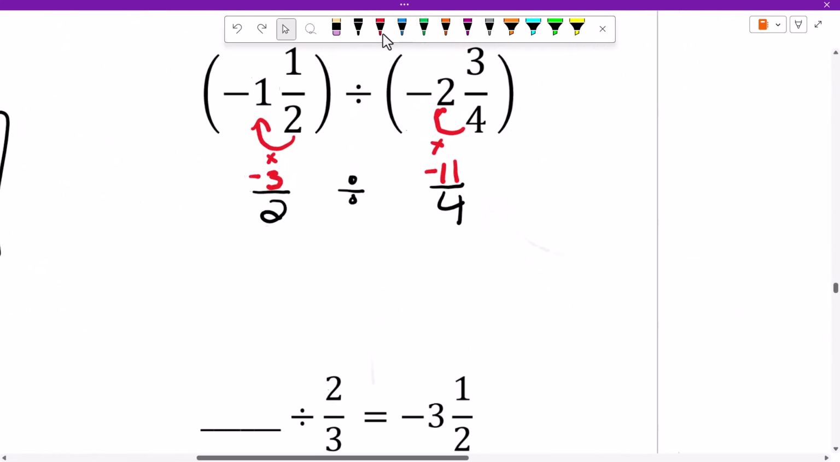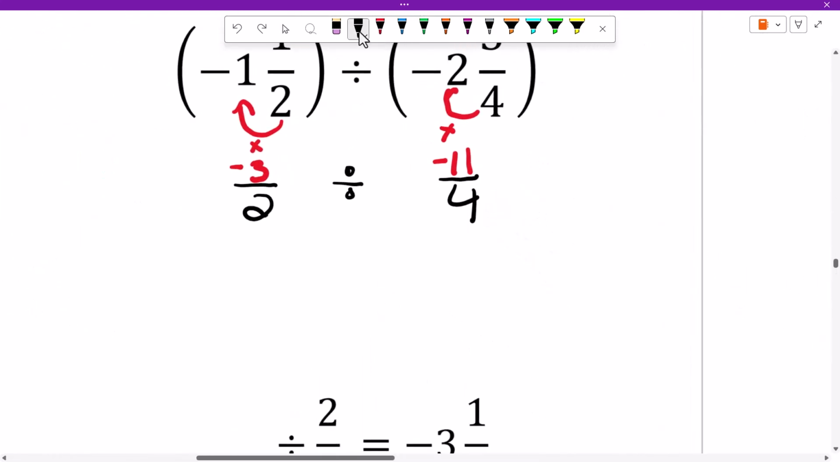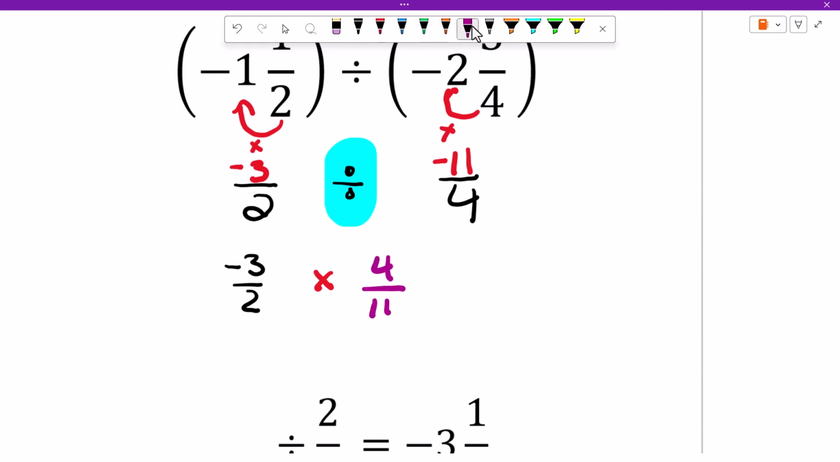So the first fraction stays the same. We change the dividing sign to a multiplying sign. The second fraction does the flip, and just keep the negative sign on the top. You don't need to take it to the bottom. So now we're going to do our cleanup.